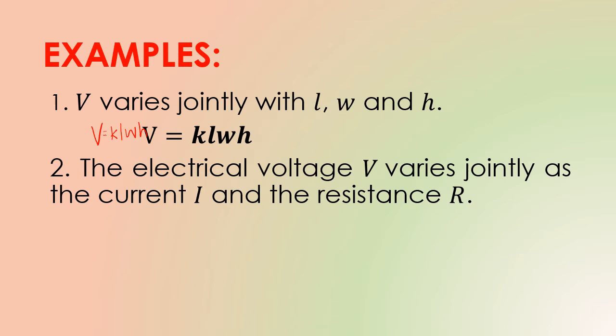Number 2. The electrical voltage varies jointly as the current and the resistance, which is represented by letter R. So, the electrical voltage, that is letter V, varies jointly. So, may k as current, which is I, and resistance, capital R. Tingnan natin kung tama siya. V is equal to k I R.